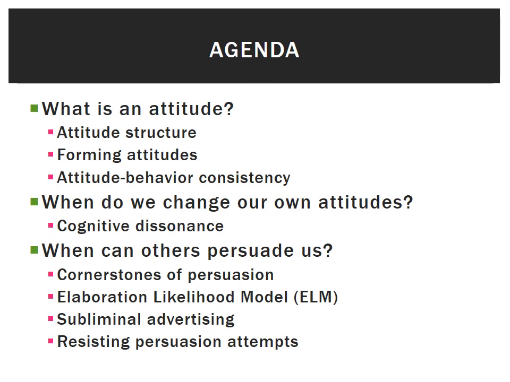All right, so we've talked about a lot in these last 3 days of attitudes and persuasion. We started out last week talking about what an attitude is. We talked about attitude structure, how we form them, whether they always predict behavior, and why they sometimes don't. We talked about when we change our own attitudes through cognitive dissonance. We don't like feeling uncomfortable, and we want to reduce that distance and get back to consonance as much as possible. Often the easiest way to do that is to change one of our cognitions, which is often an attitude. Then we talked about when other people can persuade us through those cornerstones of persuasion, and in today's video lecture, the ELM, subliminal advertising, and how to resist persuasion attempts.